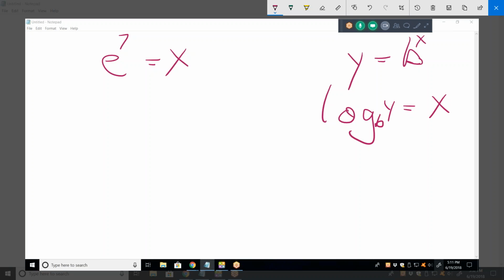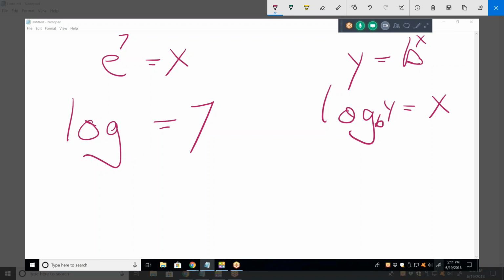Would that be it? 7 is the exponent. So would that be x? No, 7 is the exponent. This is the most important thing to do first: one step at a time. If you don't understand it, just do it one step at a time.